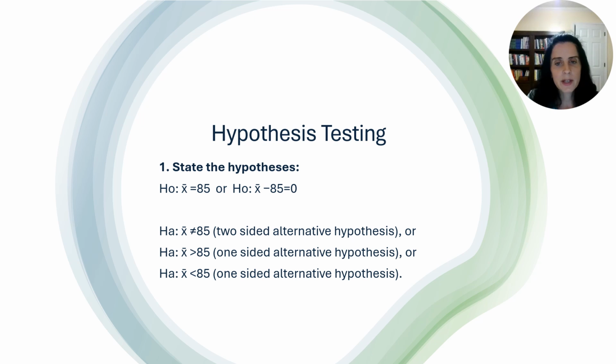If the teacher does not have a specific reason to believe that the average class score might be higher or lower than the population average and simply wants to know if there is a significant difference, the alternative hypothesis is two-sided. He can state his two-sided alternative hypothesis as the class average score is significantly different from 85, or the difference between the average class score and the population average of 85 is significantly different from 0.